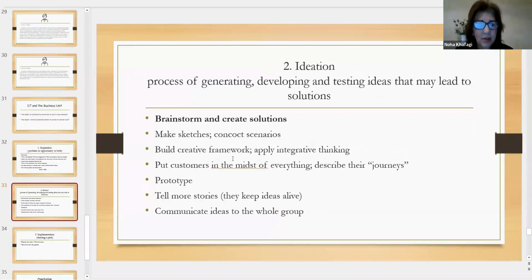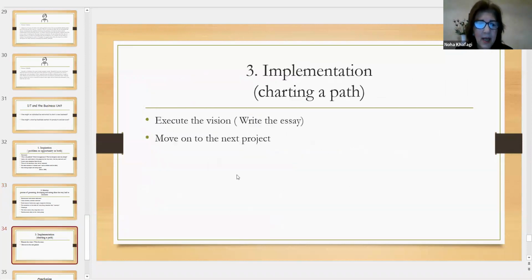The ideation: you make sketches, you concoct scenarios, you build creative frameworks, you apply integrative thinking, put the customers in the midst of everything, prototype, and then pitch your idea. And then the last one is execute the vision, write the essay or pitch your idea and move on to the next project.